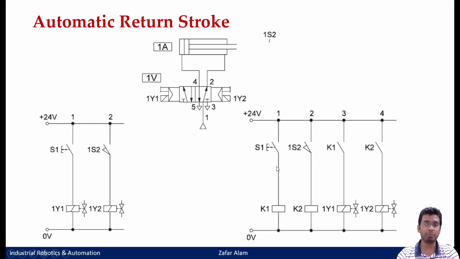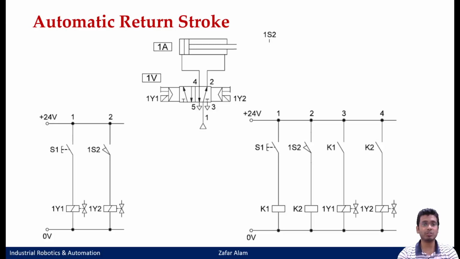What I'm doing is pressing a push button S1. With that, I'm energizing a relay K1. Then an open contact of K1 is used here, so that the moment K1 is energized, this will close and your 1Y1 will get energized. This would lead to the extension of the cylinder. Once the cylinder is completely extended, your 1S2 will get closed, and then your relay K2 will energize. When K2 is energized, this open contact of K2 will close and it will energize my solenoid valve 1Y2, and then again my cylinder would retract back.